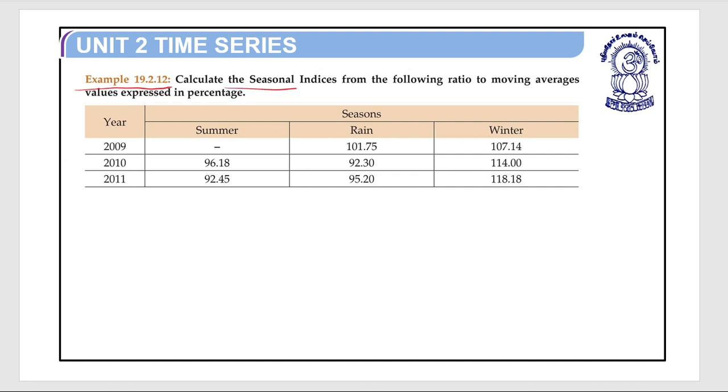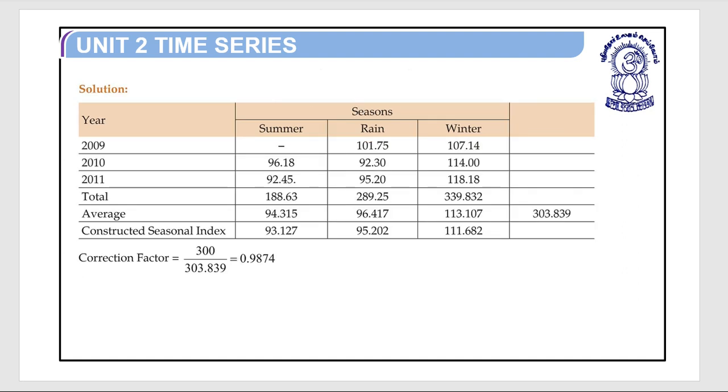Example 19.2.12: calculate the seasonal indices from the following ratio to moving averages values expressed in percentage, for summer, rain and winter. The data is given. The total average for summer is 94.315, for rain 96.417, and winter average 113.107. So the total is 303.839.